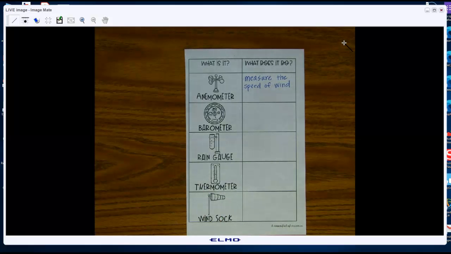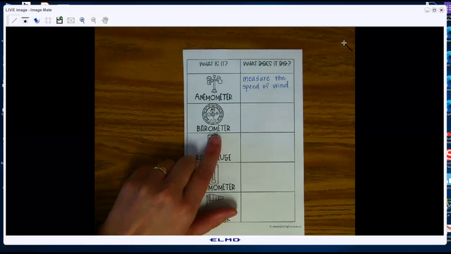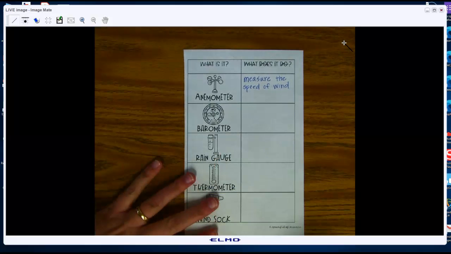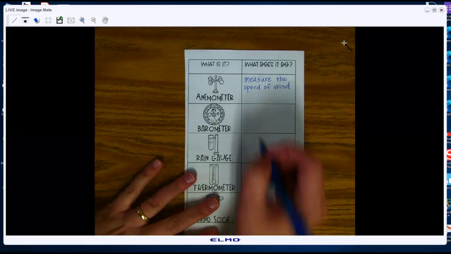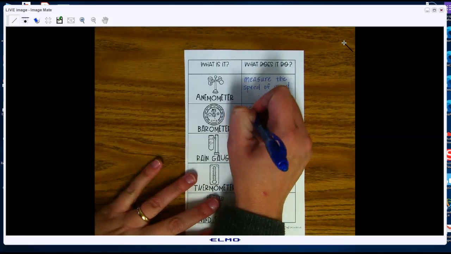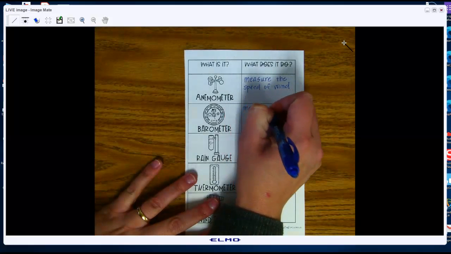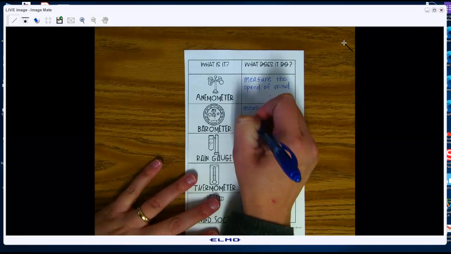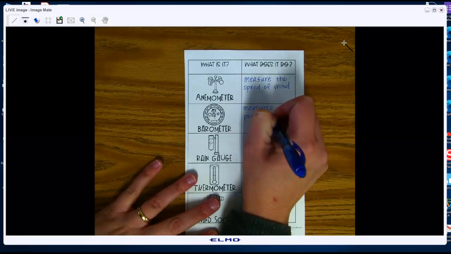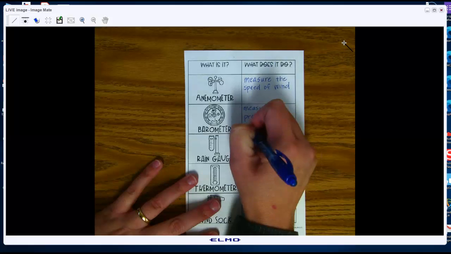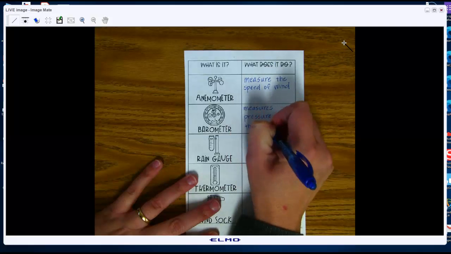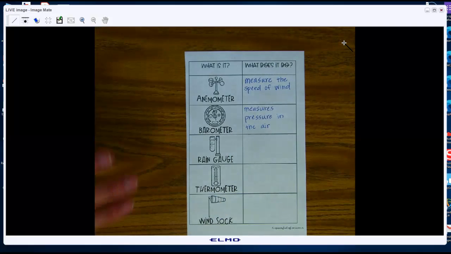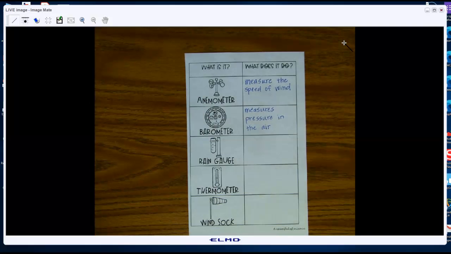Now a barometer, say that word. That is not something most people have in their house either, but it measures pressure in the air. So these are 2 tools usually that meteorologists will use. They're more for meteorologists. They measure pressure in the air.